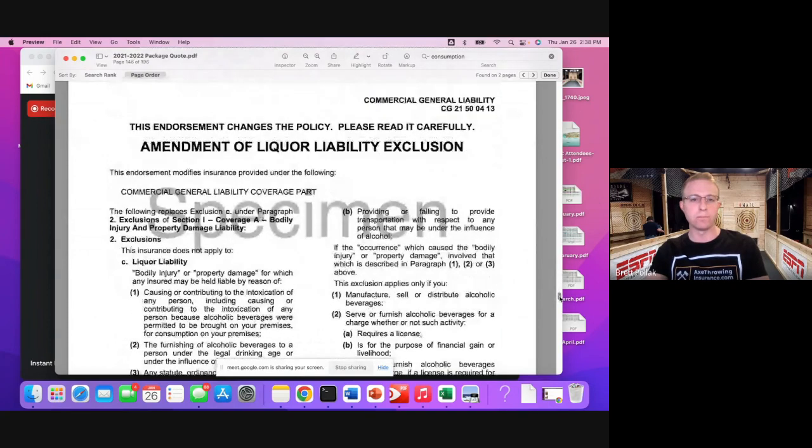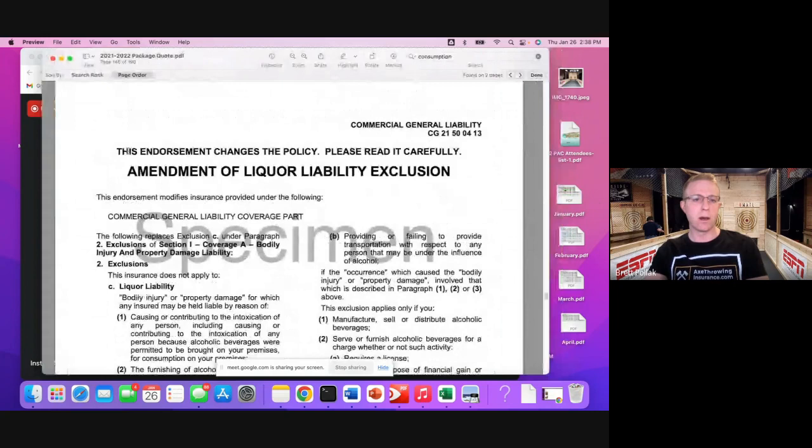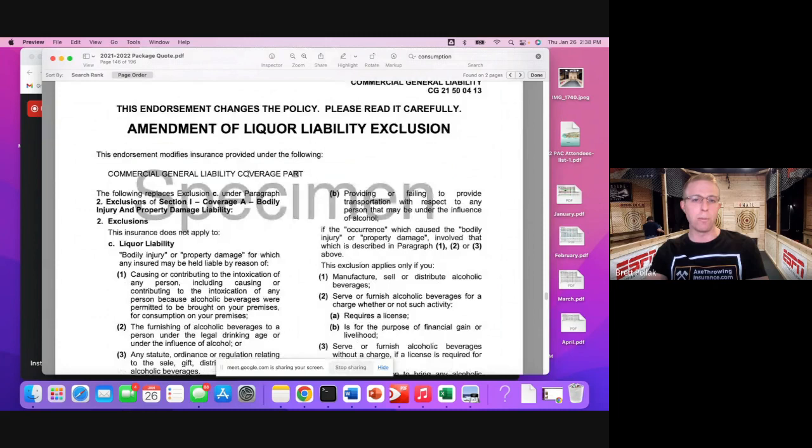I'm scrolling through, and I come across this endorsement. This endorsement right here says Amendment of Liquor Liability Exclusion. Again, endorsement means change. It changes the policy. Now, remember, we just read Exclusion C under the General Liability Policy. Exclusion C was Liquor Liability Exclusion. This is changing the Liquor Liability Exclusion up above that we just read.